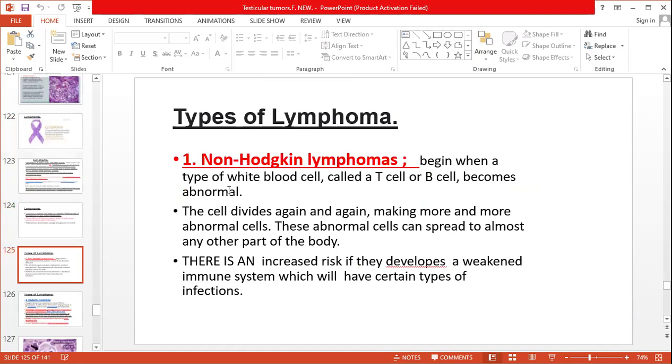Non-Hodgkin lymphoma begins when the white cells called T cells or B cells become abnormal. The cell divides again and again, making more and more abnormal cells. These abnormal cells can spread to almost any other part of the body. There is an increased risk if people develop a weakened immune system, or have certain types of infections.